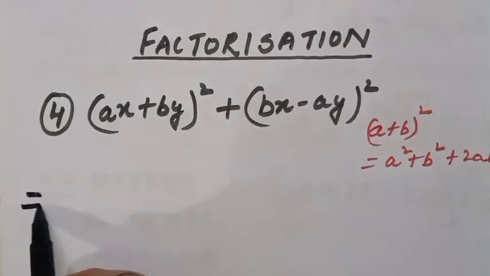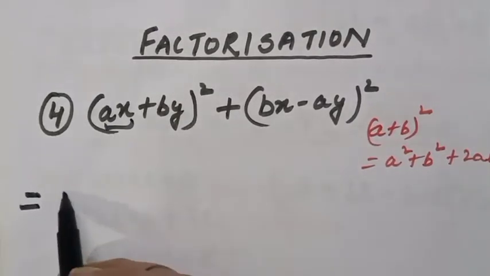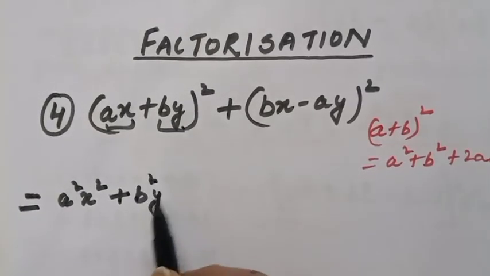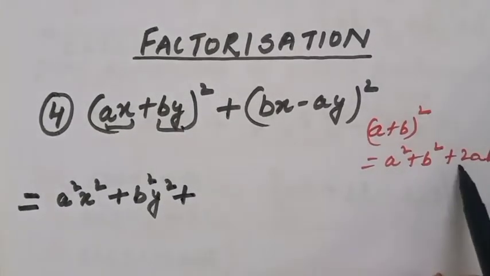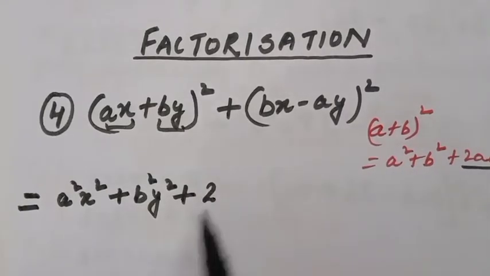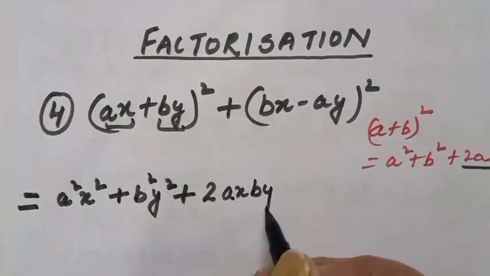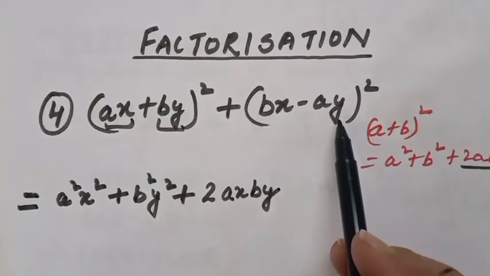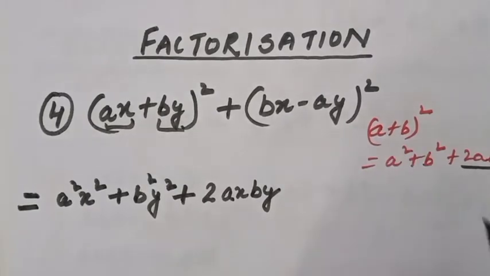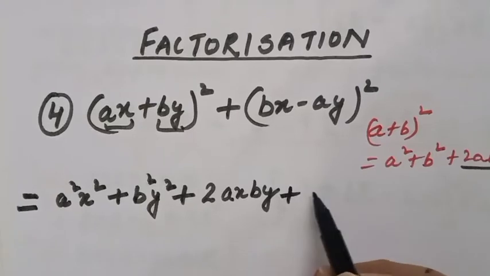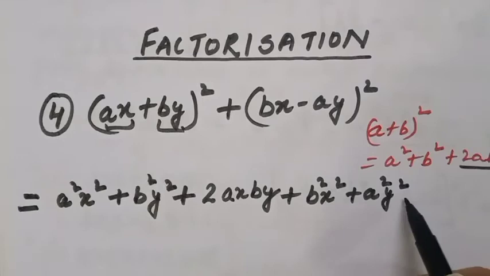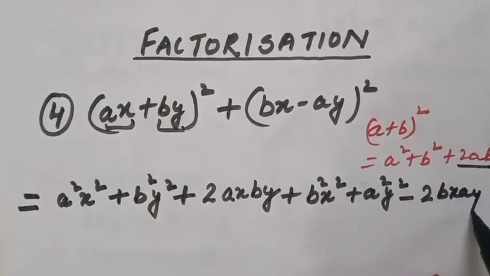So the first term is square. We will write it A square x square. Second term is square, B square y square, plus third term is 2AB. 2AB means 2 into the multiplication of both the terms, that is AX BY. Okay, now I'm going to expand this second term by using the same identity but in minus. So we know this can be written as B square x square plus A square y square minus 2BX AY.